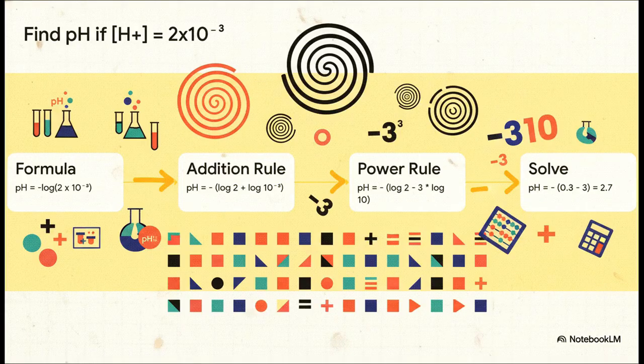So let's do it. Let's find the pH if the concentration is 2 times 10 to the negative 3. We start by plugging that right into the formula. Okay, now we have a log of a product, so we use our addition rule to split it into log 2 plus log 10 to the negative 3. Next, we see an exponent, so we use our power rule to bring that negative 3 down in front. Now we just need to know that log 2 is about 0.3 and log 10 is 1. The math inside the parentheses becomes 0.3 minus 3, so we get a final pH of 2.7.